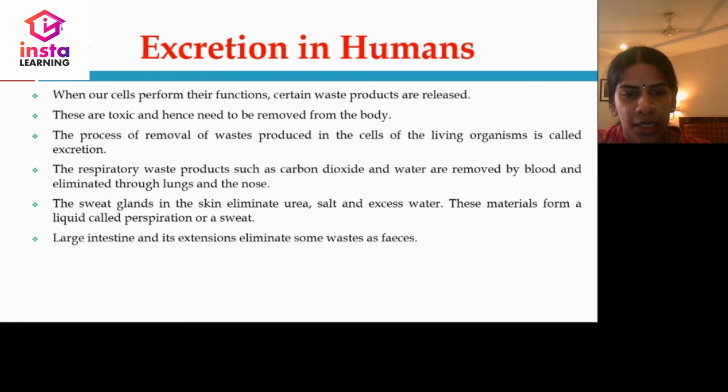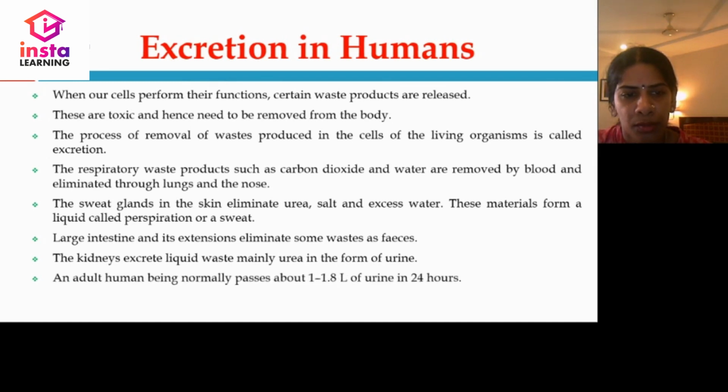The large intestine and its extension eliminate some waste as feces. The kidneys excrete liquid waste, mainly urea, in the form of urine. An adult human being normally passes about 1 to 1.8 liters of urine in 24 hours.